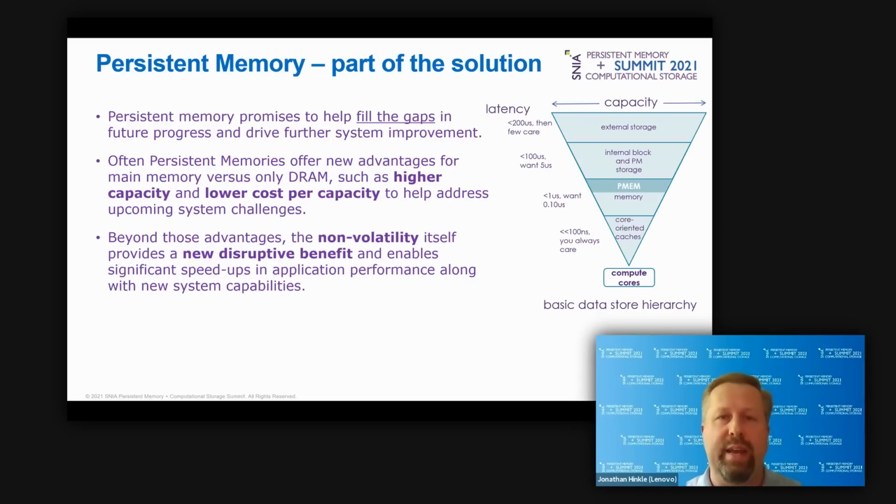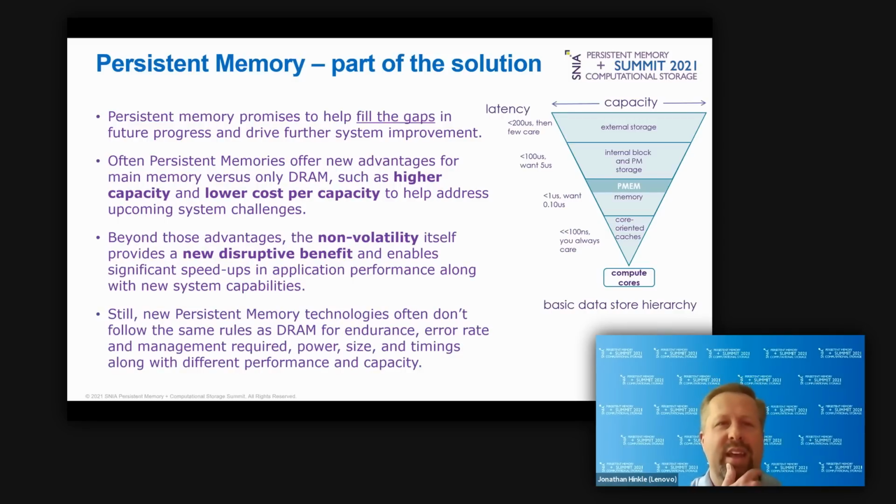Enabling some significant speed-ups where workloads can take advantage of the fact that it doesn't have to write to a slower storage. Still, the problem is persistent memory doesn't really follow the same rules as DRAM. It has different endurance, where it can wear out at a different time than DRAM, where DRAM is right now unlimited endurance. The error rate is maybe higher, and there's some management that has to be done for a lot of persistent memories. The power may be higher, the size can be different, the timings to access electrically to the chip can be different. So all this is different from DRAM, and that really drives the point: how do we plug them into systems? Because the systems today are just not designed for this.